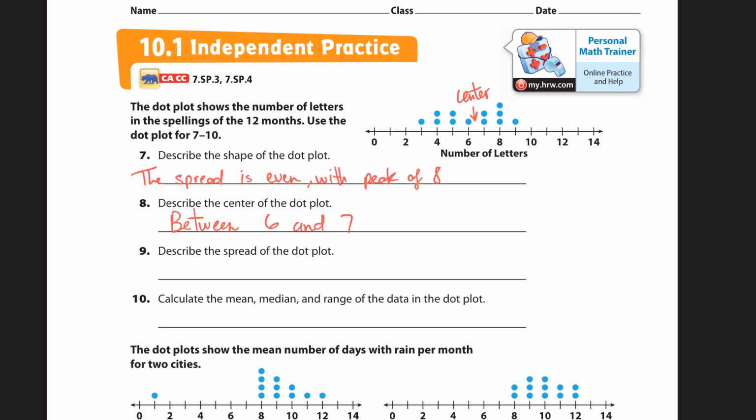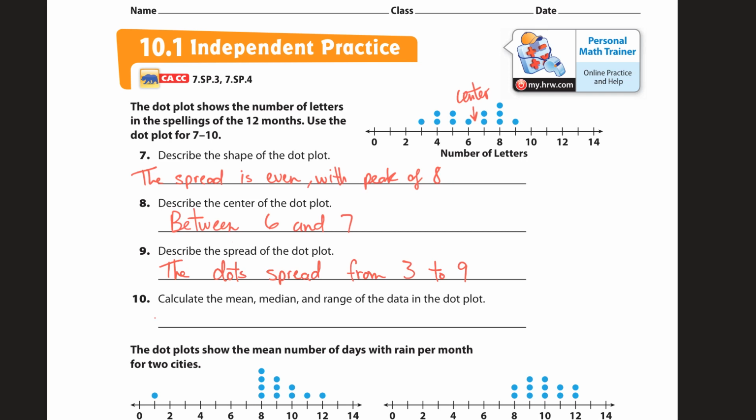Describe the spread. The spread is like the range. So what is the range? It goes from 3 to 9. So the dots spread from 3 to 9.